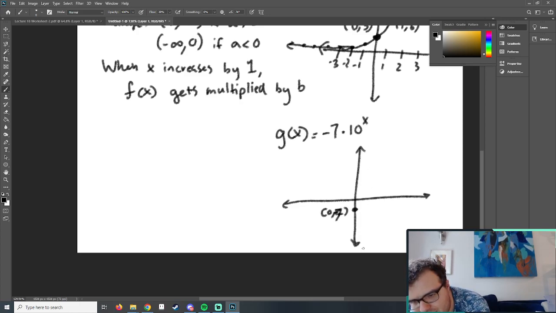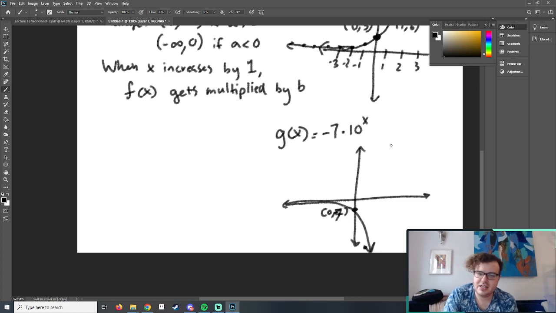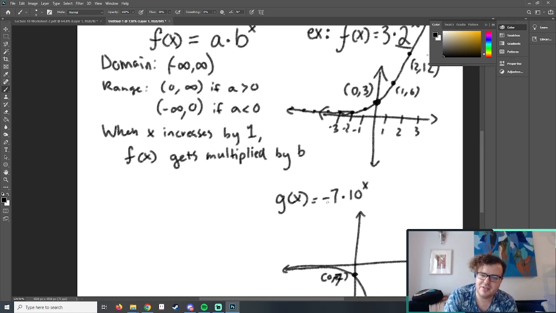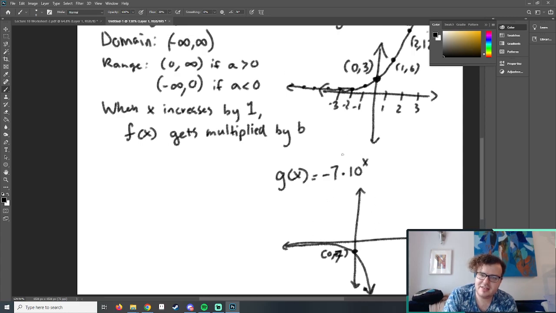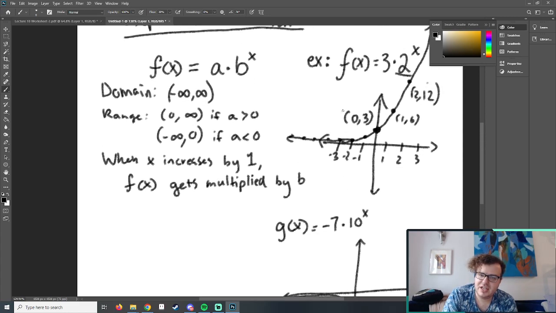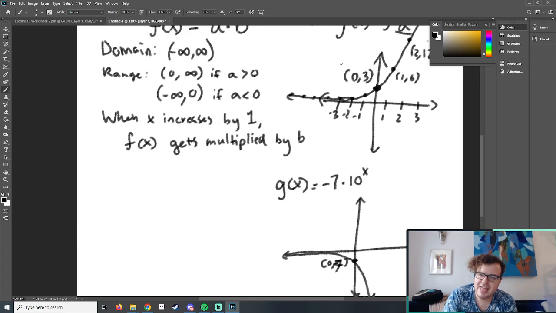So I'll suddenly have a point down here at negative 70, and then the next point will be down even further off the graph at negative 700, and so if I zoom it way out, the graph will end up looking something like this, right? Where instead of pointing upwards, because we have this minus in front of the whole thing, we get a vertical reflection and it points downwards. Notice that every single exponential has the point 0, comma a on it.